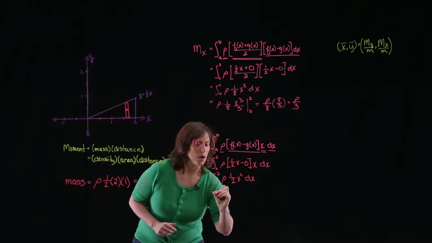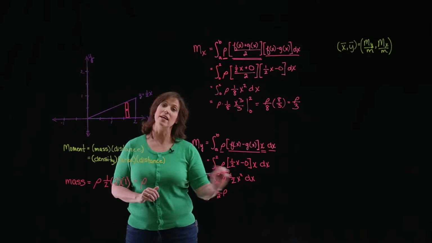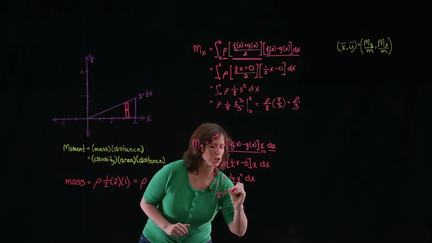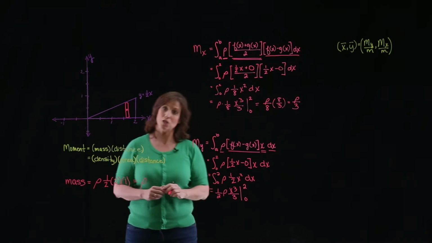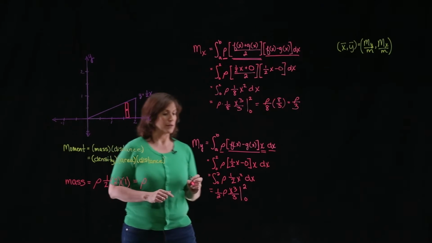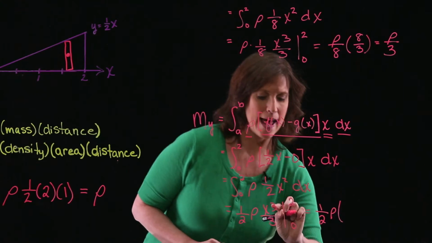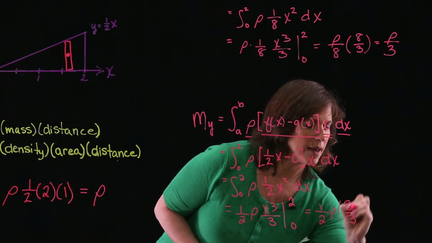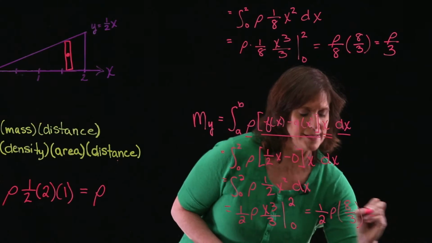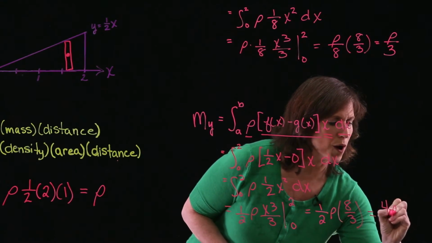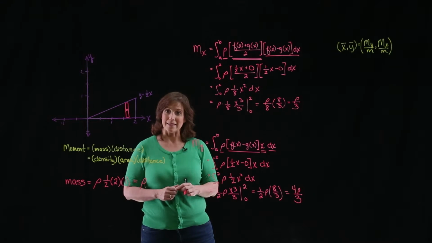So I've got 1/2 rho, which is a constant that can be pulled out, and the integral of x squared dx is x cubed over 3, and I'll evaluate that from 0 to 2. Plugging in the upper limit, I'm going to have 1/2 rho times 8/3. When I plug in the lower limit, I'm just going to get 0. So this simplifies down to 4 rho over 3. That's my moment about the y-axis.